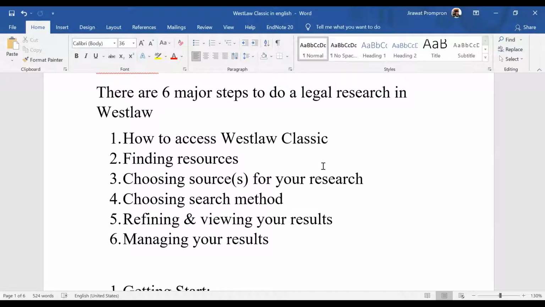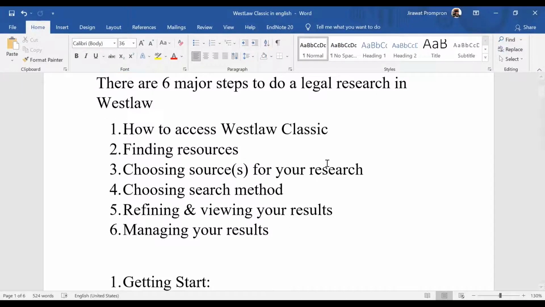And then when you have the results, how can I manage them? How can I plan them? How can I download them? This is the last step, the sixth step. Just only 6 major steps.